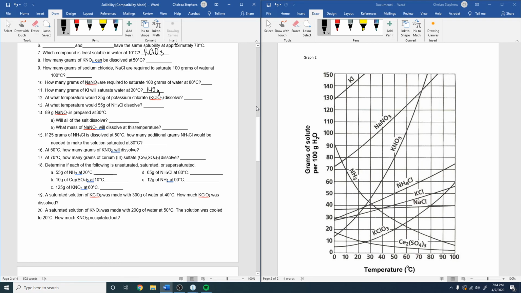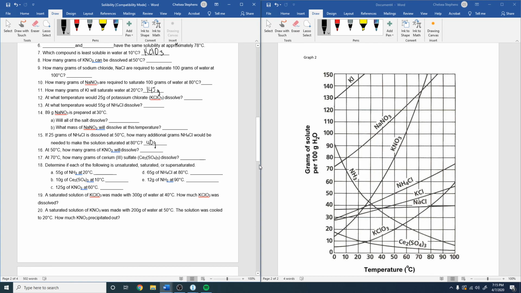Okay, let's talk about this one. If 25 grams of NH4Cl is dissolved at 50 degrees, how many additional grams would be needed to make the solution saturated at 80? Okay, so let's go to NH4Cl, which is at 80 degrees, which is right here. It can hold about 65, and it says it has 25. So the difference between 65 and 25 is 40 grams. Yeah, quick math. Okay.